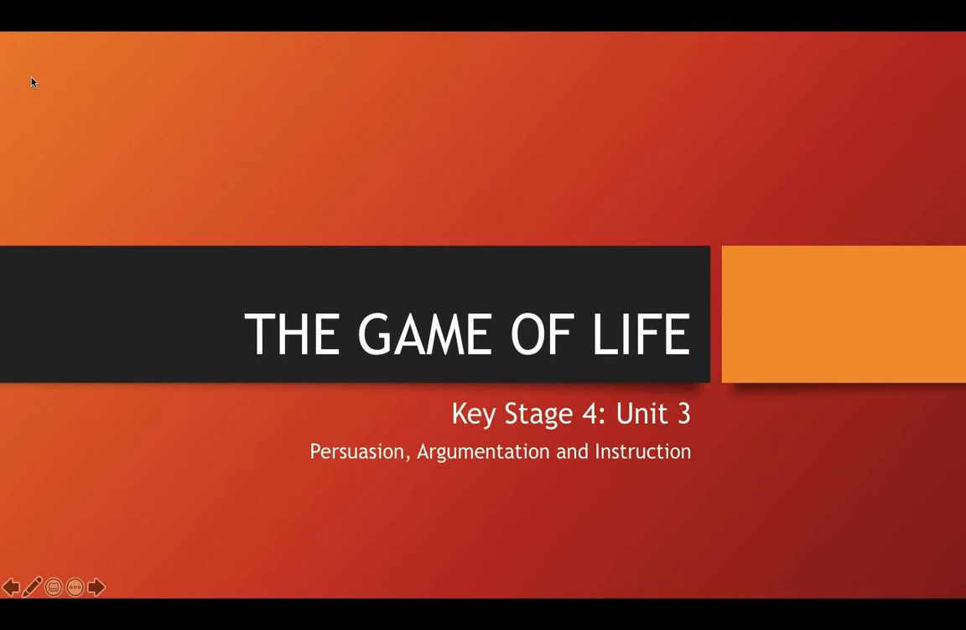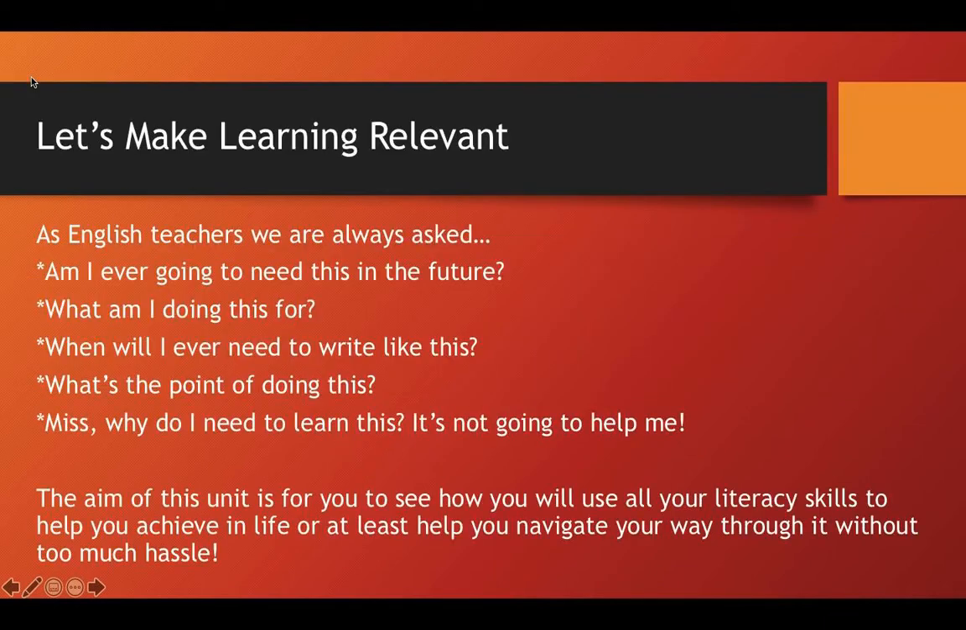We've come up with a scheme of work called the Game of Life, which is basically based on all things that you should encounter in life and that we think are helpful to you, but in the style of the English GCSE language exam. So the first unit of work that we're going to be focusing on during this homeschooling period will be Unit 3. If you cast your minds back to yesterday, it was the second exam and it's worth 40% based on persuasion, argumentation and instruction. Okay, so let's get started.